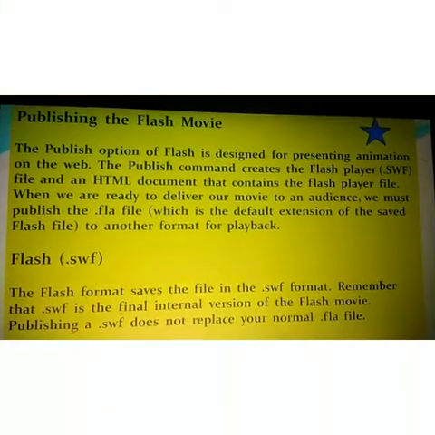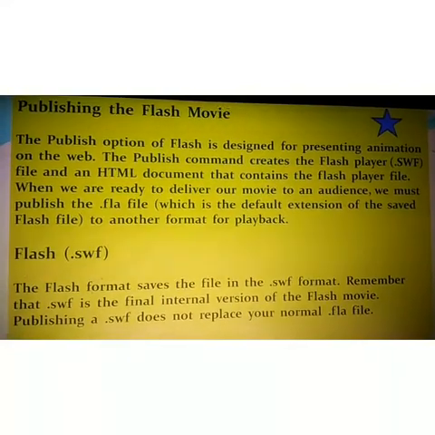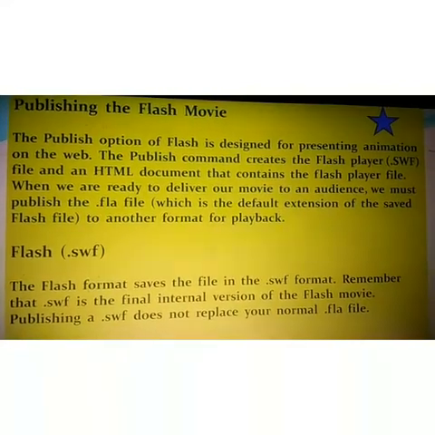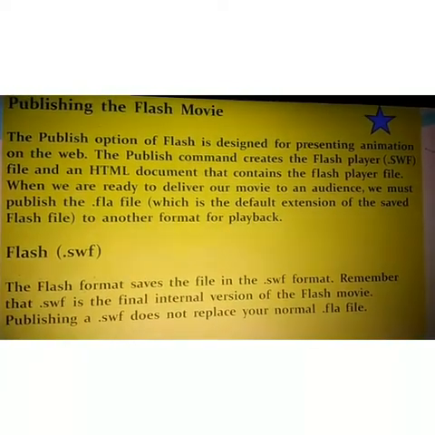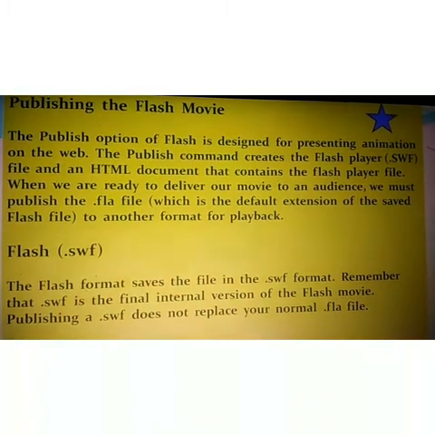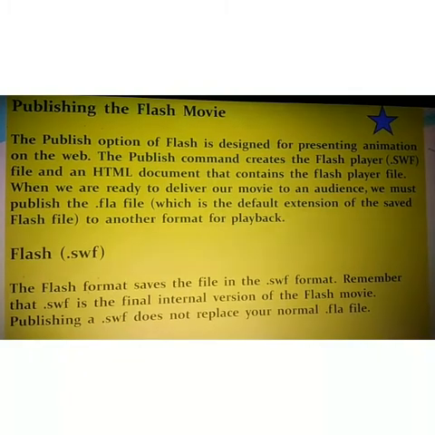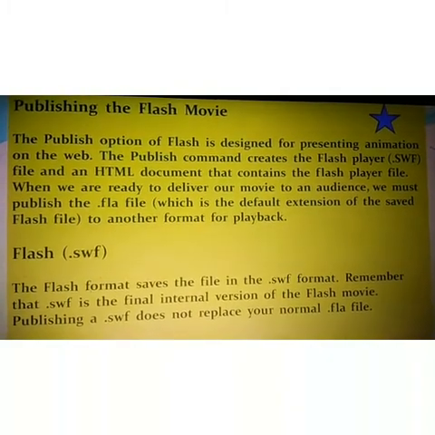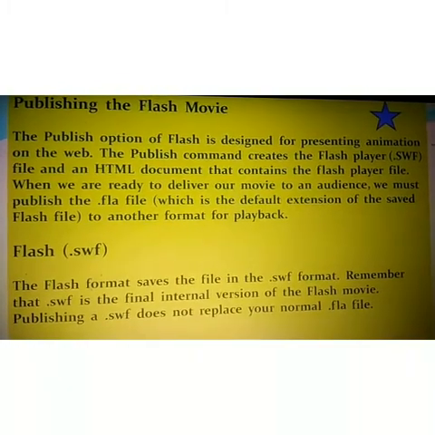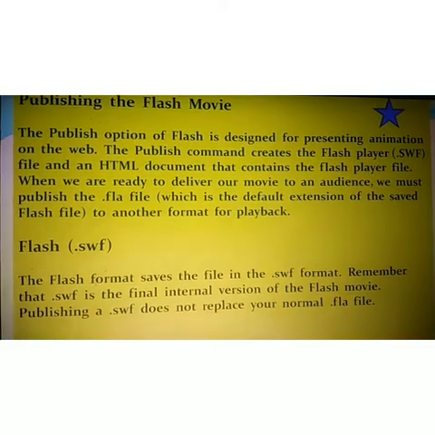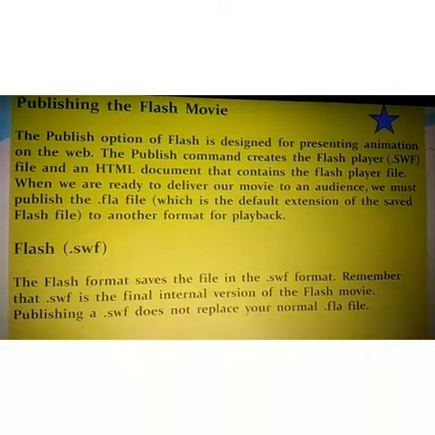Now next, students, publishing the Flash movie. The publish option of Flash is designed for presenting animation on the web. The publish command creates the Flash player file, meaning a .swf extension file, and an HTML document that contains the Flash player file. So when we are ready to deliver our movie to an audience, we must publish the .fla file, which is the default extension of the saved Flash file, to another format for playback. Then Flash .swf: the Flash format saves the file in the .swf format.